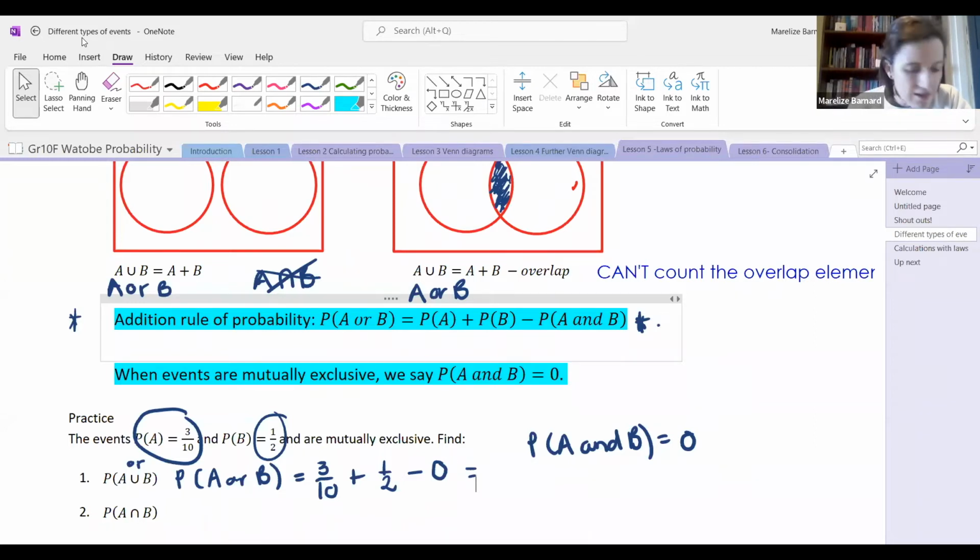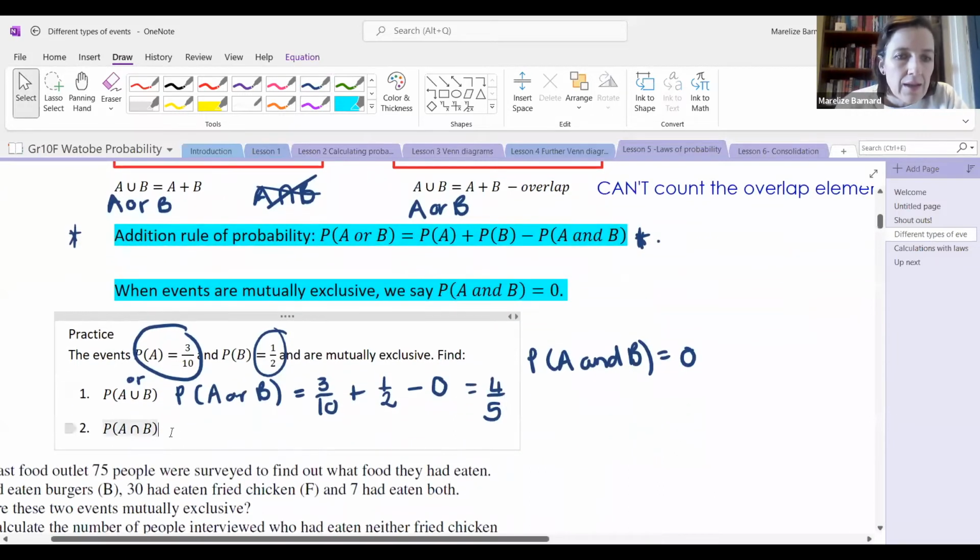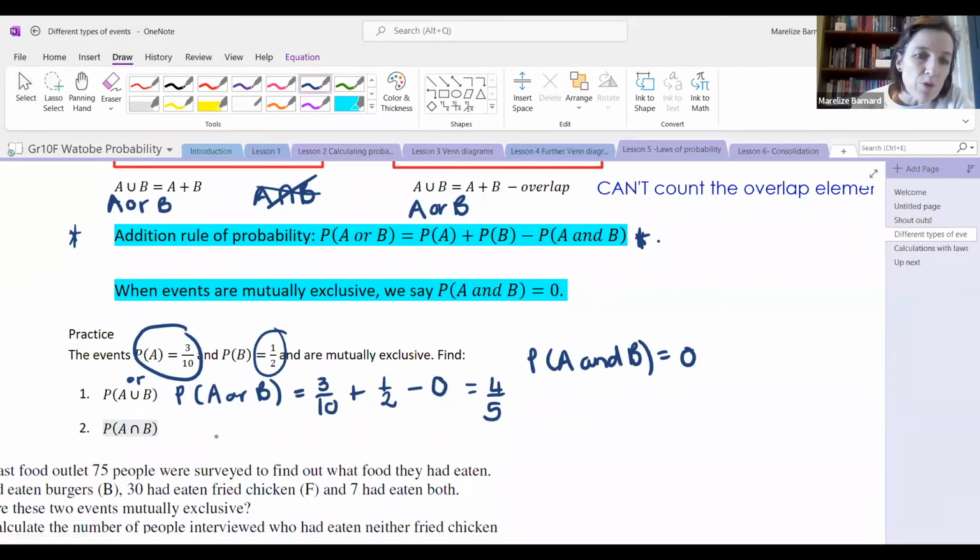Rightio, so that is 4/5. Now let's see who's been listening and paying attention and understands. This means the probability of A and B. No problem, Inam. Who can tell me what is the probability of A and B? Remember, the events are mutually exclusive. So what is the probability of A and B? We just worked out the probability of A or B. That was 4/5. So what is the probability of A and B?